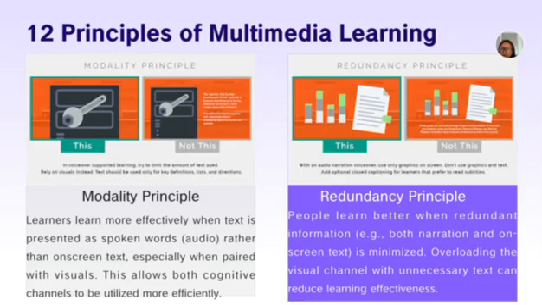The redundancy principle reminds us that redundant information will distract attention, so unnecessary repetition should be minimized.